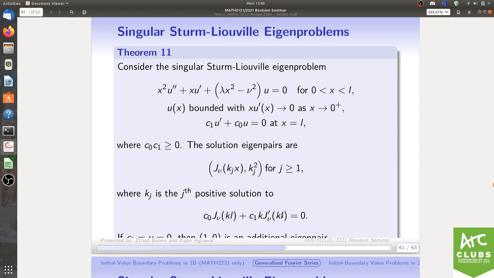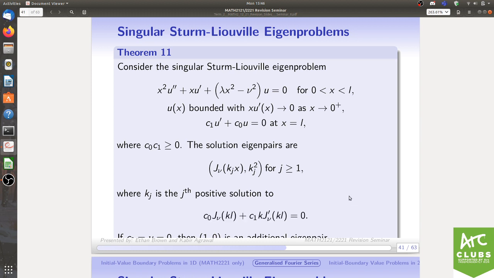And one thing that you can remember this by is the fact that all you're really doing is solving Bessel's equation and then plugging it into the boundary values. So Bessel's equation, with lambda equals kj squared, has the solution of this form, where you have J_v of kj x as your eigenfunction, and the associated value of lambda will be kj squared. And then if we plug in u equal to J_v of kx at x equals L into this equation, we end up with the following statement.